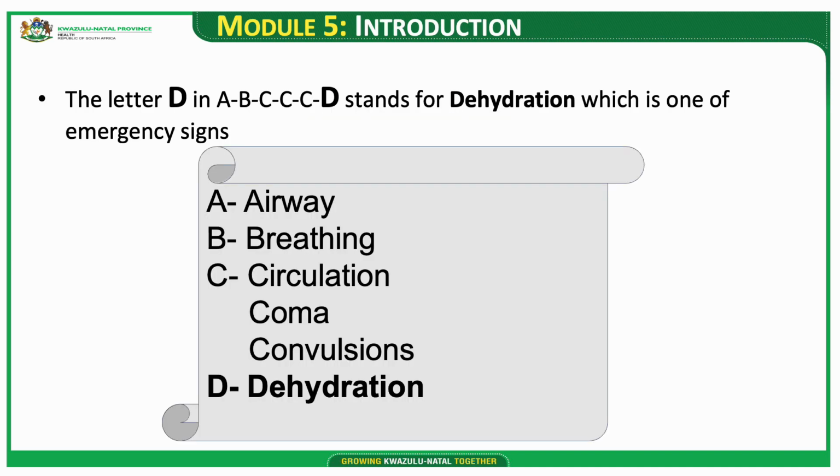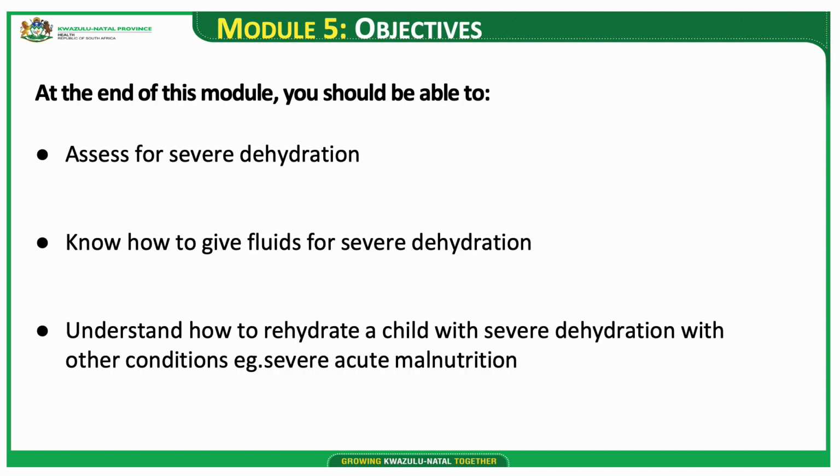As we've said before, the letter D in our ABCCCD stands for dehydration, and this is one of the emergency signs. At the end of this module, you should be able to assess for severe dehydration, know how to give fluids for severe dehydration, and understand how to rehydrate a child with severe dehydration who also has other conditions such as severe acute malnutrition or heart failure, etc.